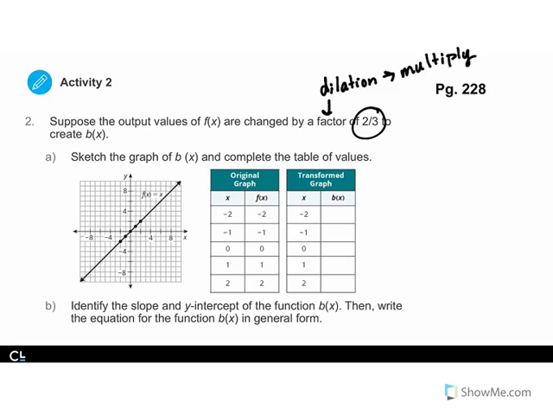Alright, back to the other problem. We won't skip part B this time because part B is pretty important. We need to make sure we're doing that. So remember, this is a scale factor of 2/3. We're going to multiply everything by 2/3.